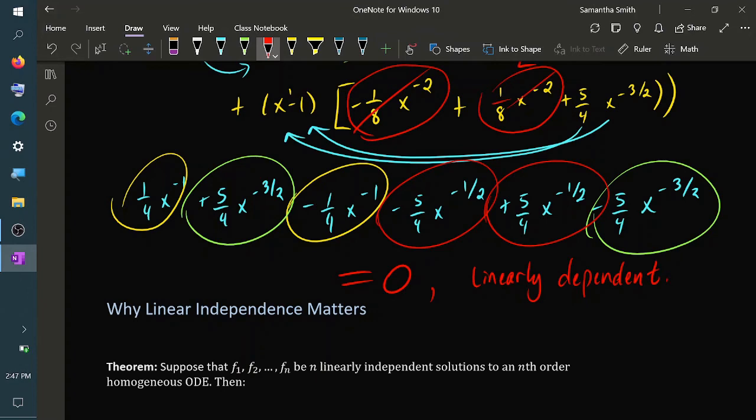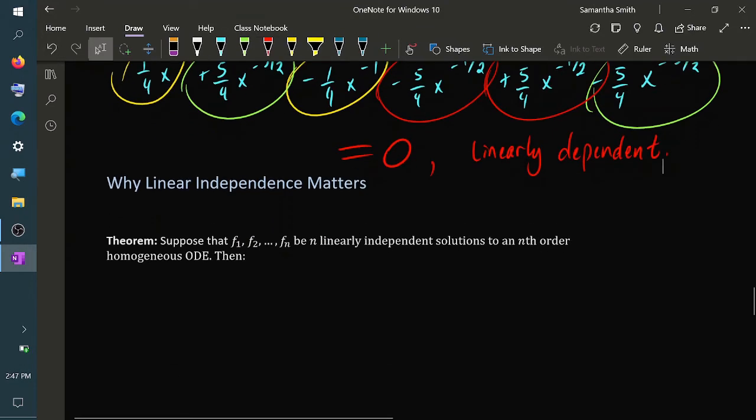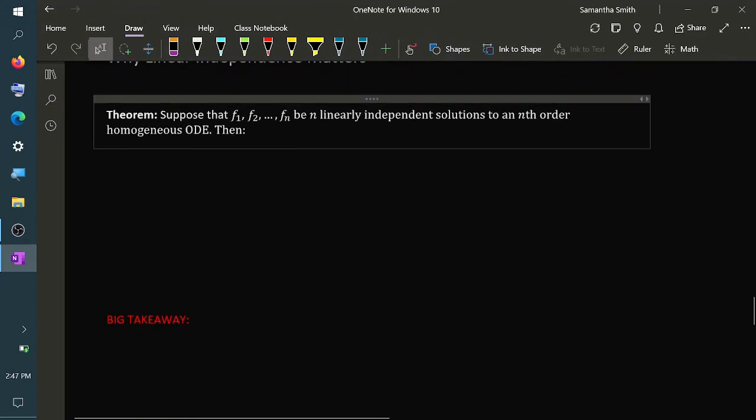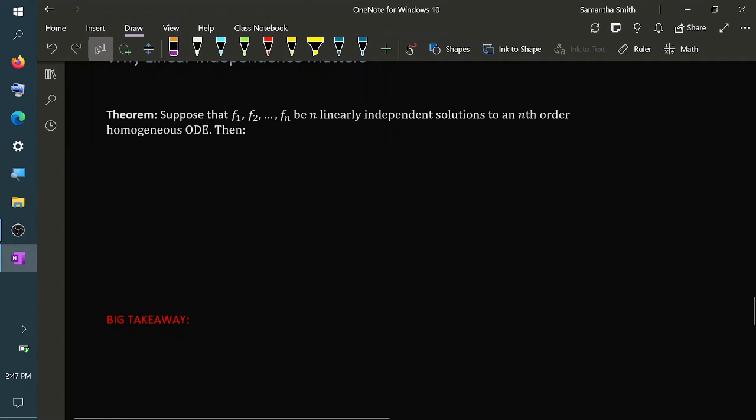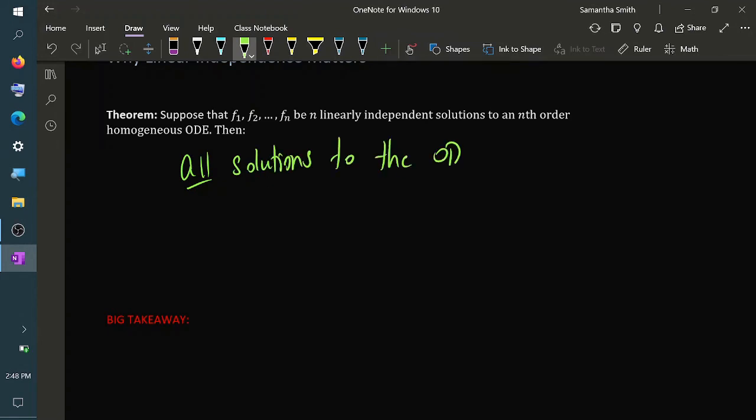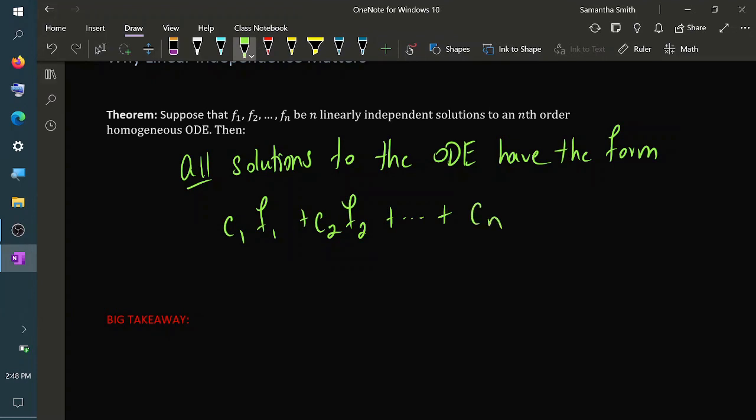Now, why is linear independence something that we care about? Well, suppose that you have exactly n linearly independent solutions to a homogeneous ODE of order n. So you have n solutions, none of them are redundant. All of them are somehow meaningful individually. Then all solutions to the ODE have the form number times f1 plus number times f2, and so on, plus number times fn.